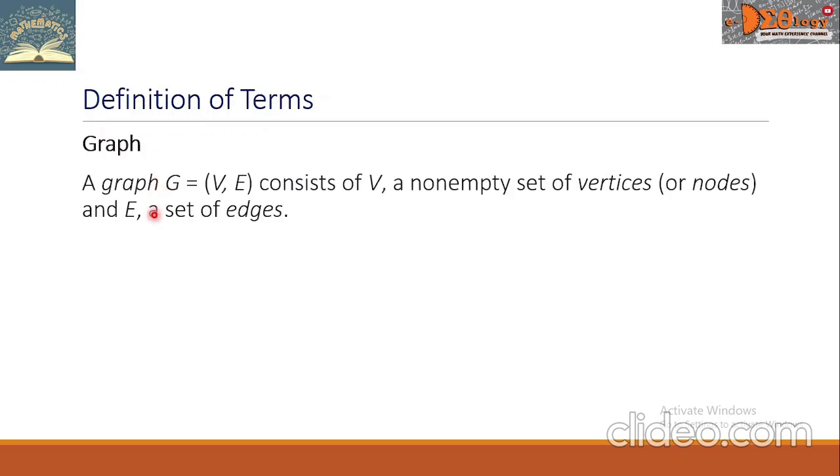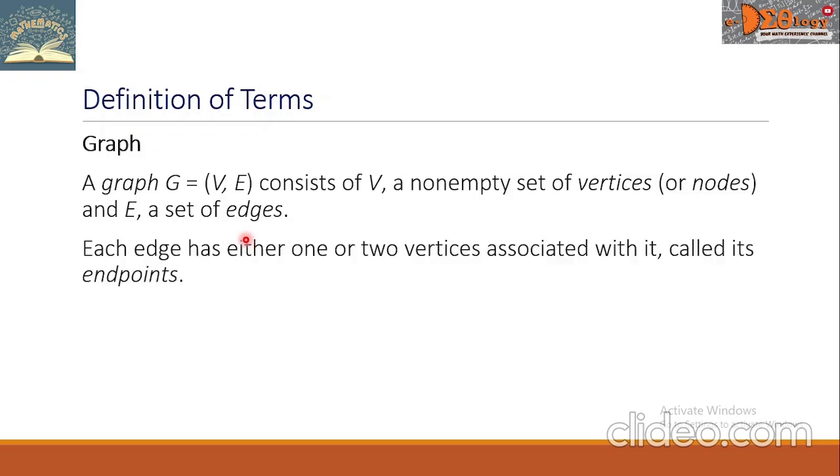Let us define some terms. Let us define graph. A graph, capital G, consists of capital V, a non-empty set of vertices or nodes, and capital E, a set of edges. Each edge has either one or two vertices associated with it called its endpoints. An edge is said to connect its endpoints.